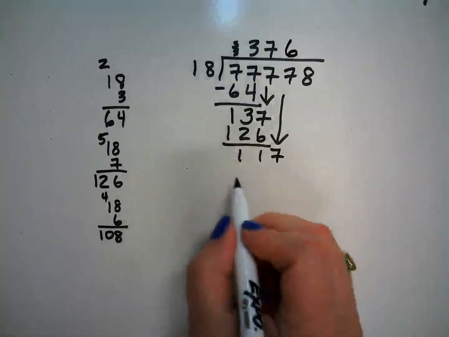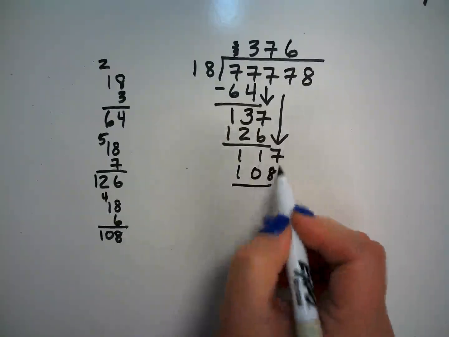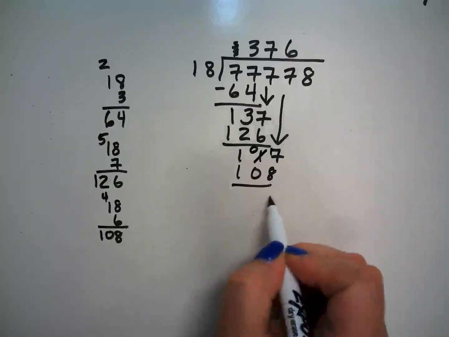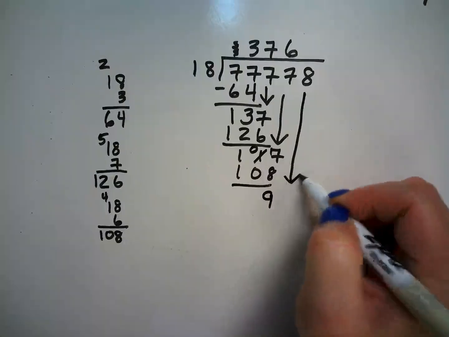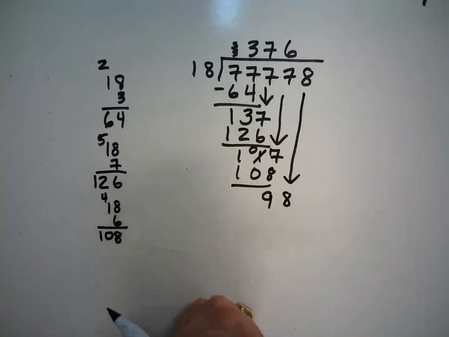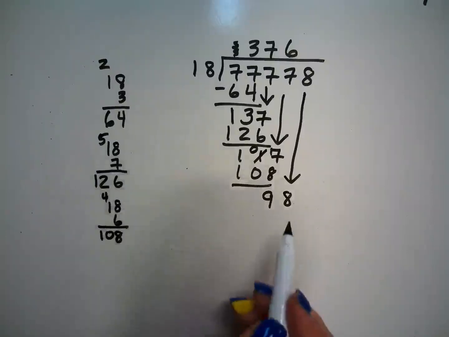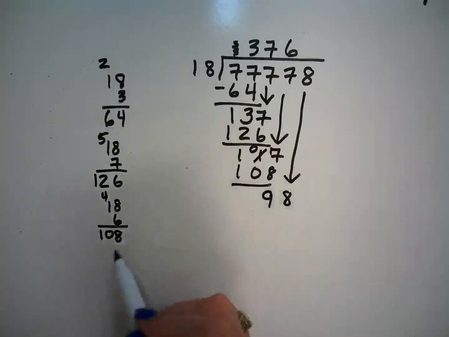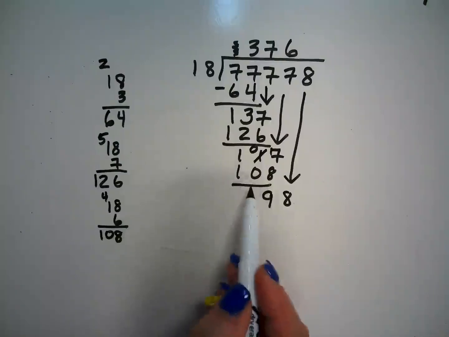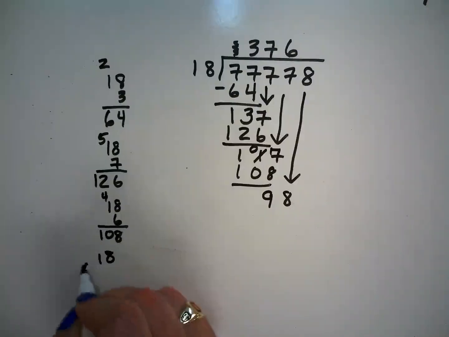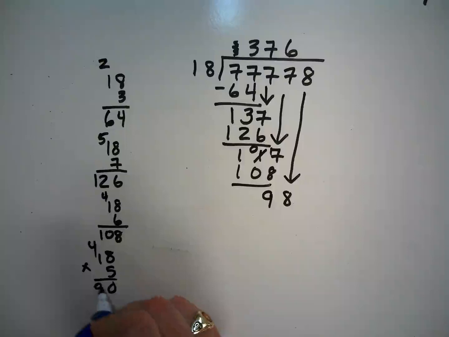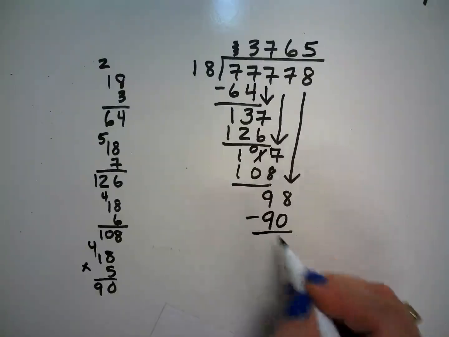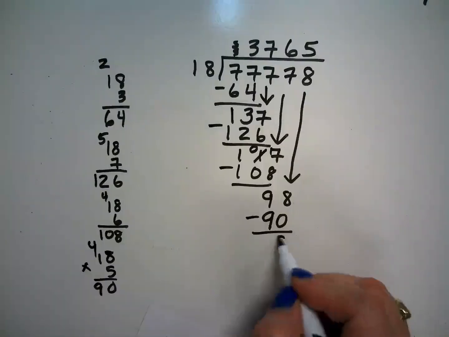6 times 18 is 108. When I subtract, remember, I can't take 8 away from 7. So I'm going to regroup these guys, and I get 9. And then I bring down 8. Okay? And I'm guessing how many times 18 goes into 98. Well, I know it's not 6 because that was 108. That's too much. So we're going to do 5. And that gets me 90. And when I subtract, I'm going to get 8.